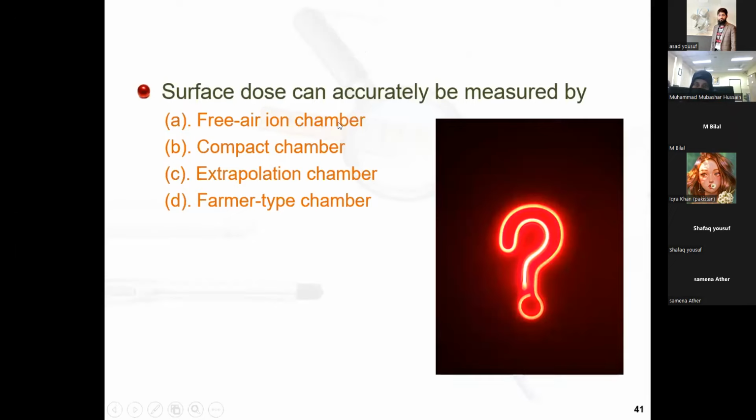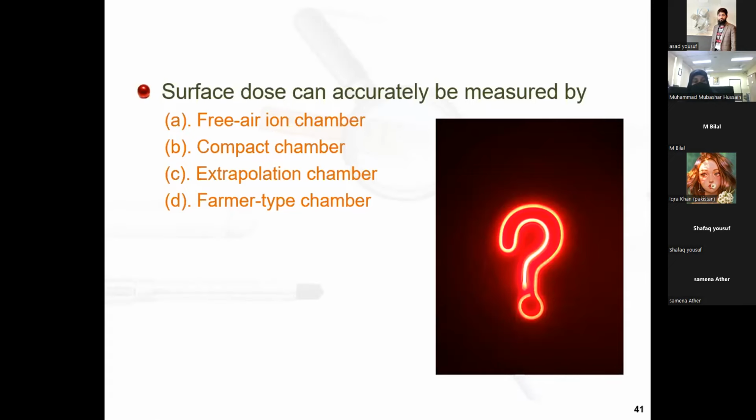Okay, we did the poll and we got the result that 50% answered parallel plate chamber and 17% answered for each of the other three options. So kindly explain the answer. No, this is another question. I think that's a question. So I did the poll of this question.